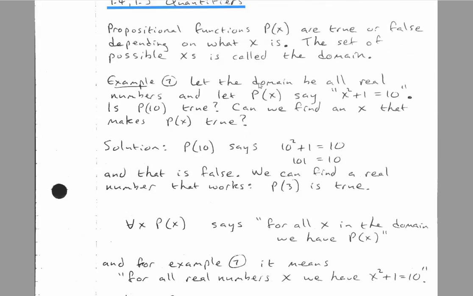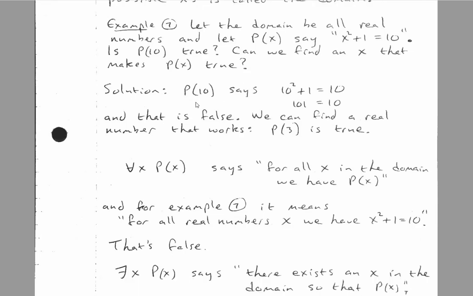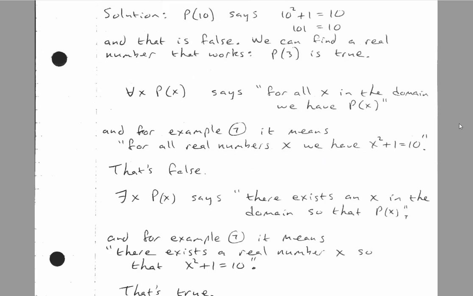Okay, so if you want to talk about which x's in the domain make something true, then you're getting into this idea of quantifiers. We use this symbol, the upside down A, for the universal quantifier. The way to read this is: for all x in the domain, we have P of x.